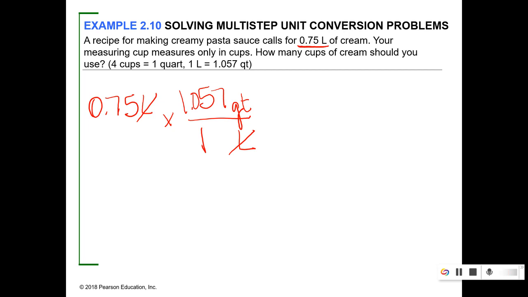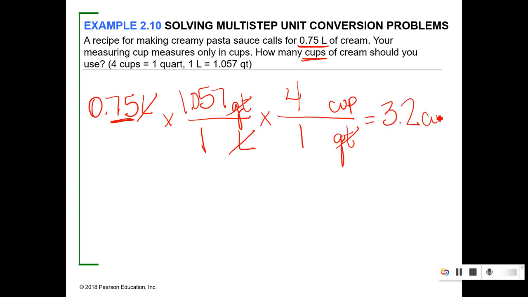Liters cancel. Then we need to go see, is that what they asked me? It says how many cups? So a quart is not a cup. So I need to go one more step. That's how I know. So quart needs to go on bottom and cup needs to go on top. And in 1 quart, I have 4 cups. So my quarts cross out. Now, is the thing I have left what it wants? Yes. So when that's the case, we just go right on ahead and do the multiplication and the division. We solve it. I get 3.171, but I'm only keeping 2 sig figs, so I get 3.2 cups.